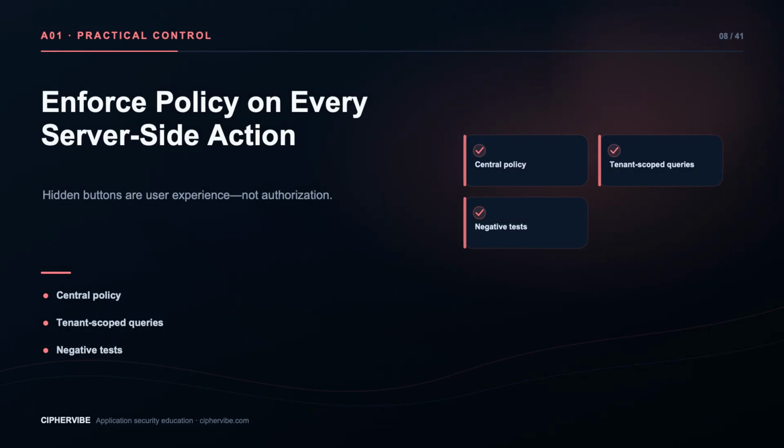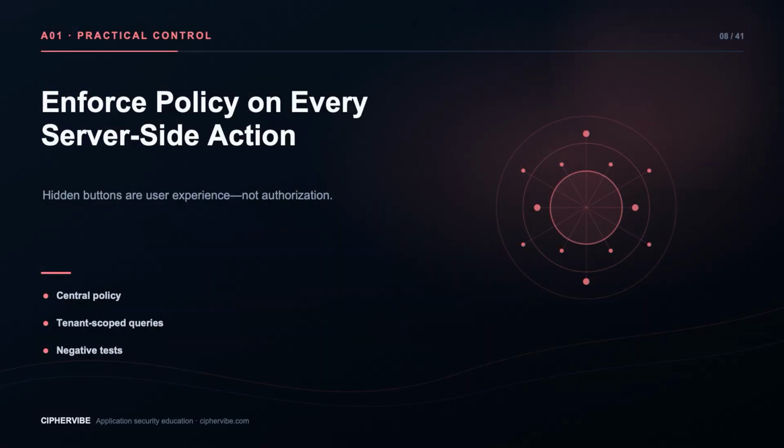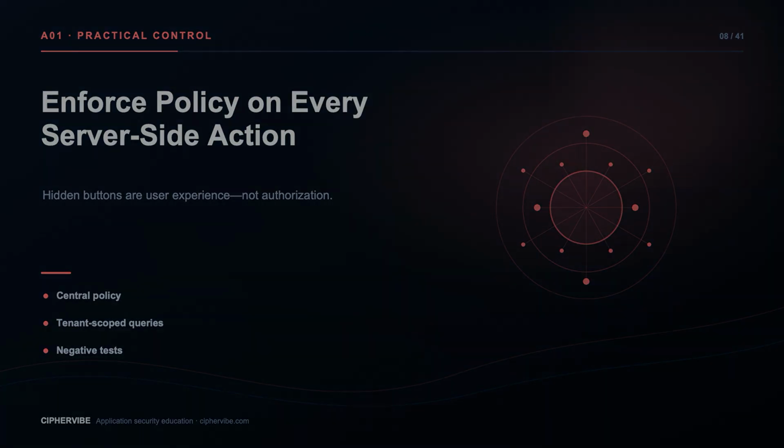Deny by default, scope database queries to the active tenant, minimize cross-origin access, invalidate authorization caches safely, and test the wrong user, role, tenant, object, and sequence, not only the happy path.